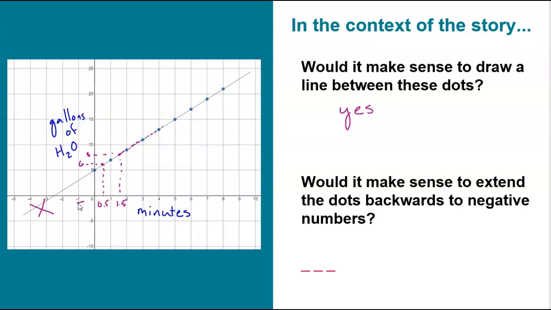But maybe these negative minutes make sense because we were filling the pool before we started the timer. This is just where we started the timer, right? Timer starts there. We were filling the pool during this period. So this might actually be a valid region. We could say our function is valid from here forward. So in this case, yeah, we could argue that it makes sense to extend the dots backwards, but only to x equals negative 2.5 or bigger, and no negative y values. Those don't make sense.